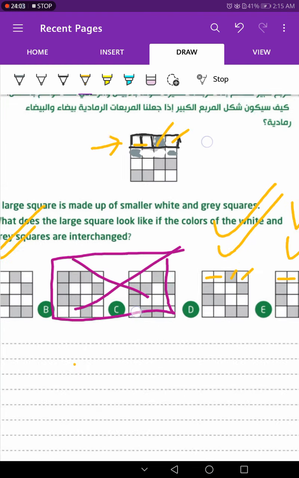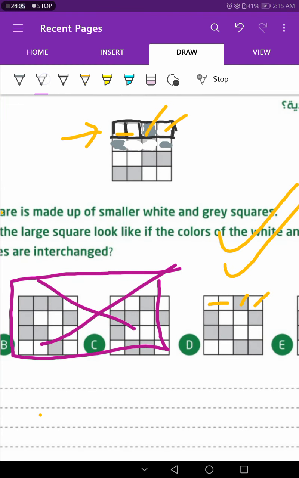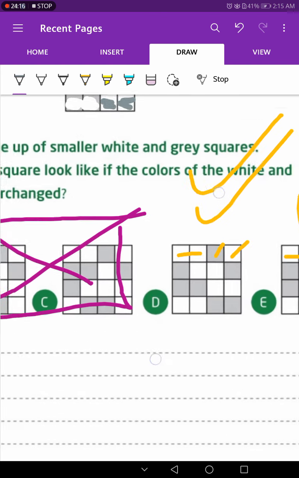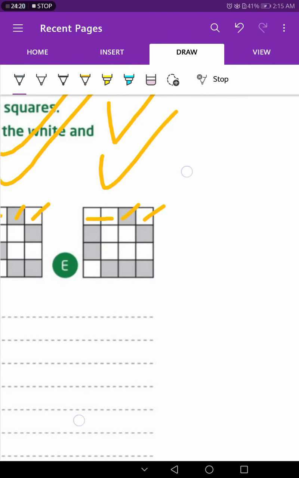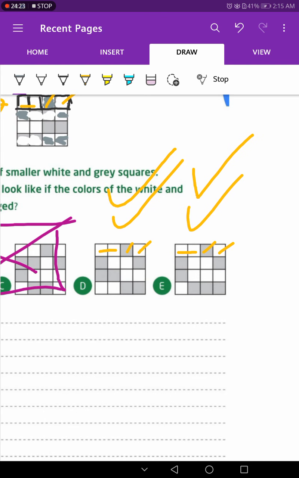Now let us make the last one here. Okay, white will be white, the gray interchange, and the gray and the white will be gray. Okay, now let us check here. Okay, let us check from here. The last one, it's different. See, 3 gray, but here I have 2 gray. Yes, so eliminate. So this one is not correct.